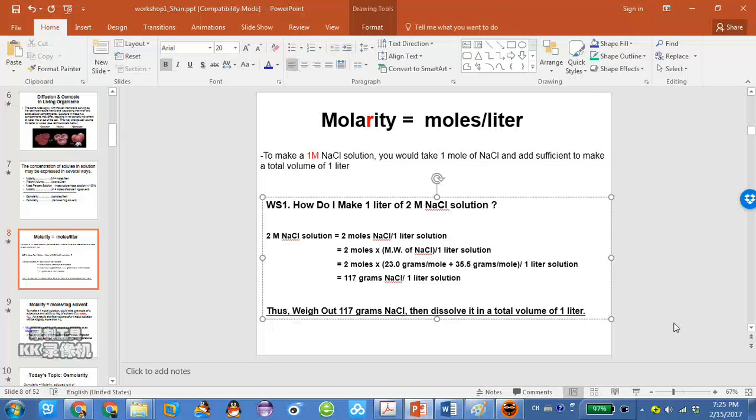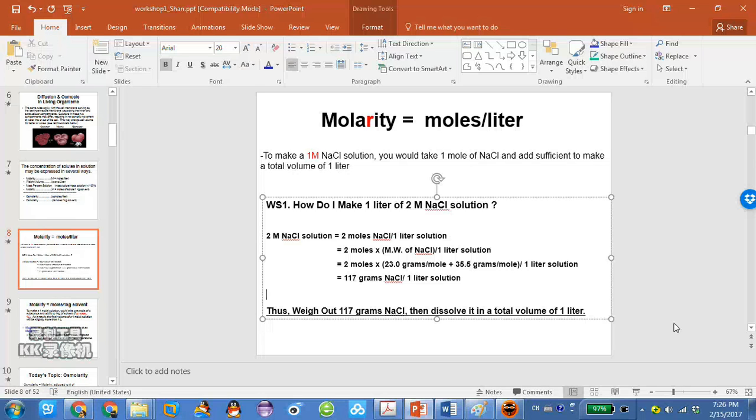small amount of water in a beaker, and then transfer the dissolved solution into a graduated cylinder. Add enough water to reach a total of 1 liter. Does that make sense to you? So that's a description of the process of how to make a certain solution.